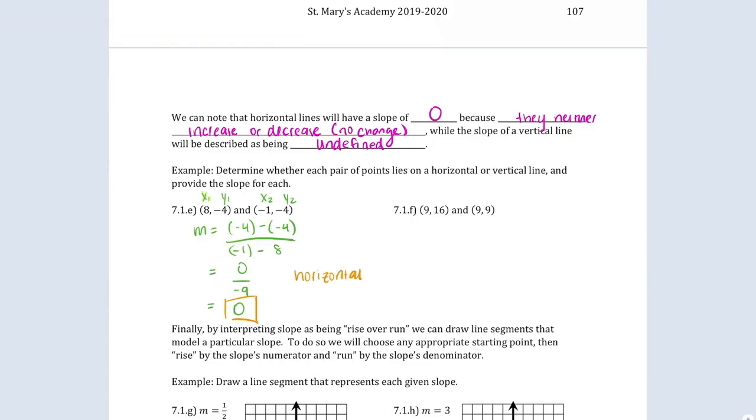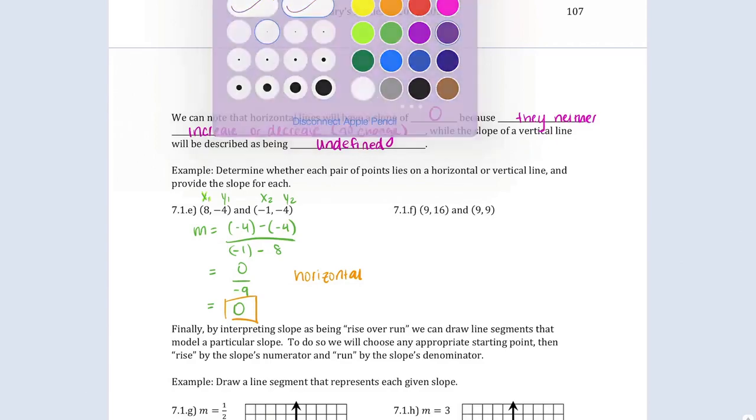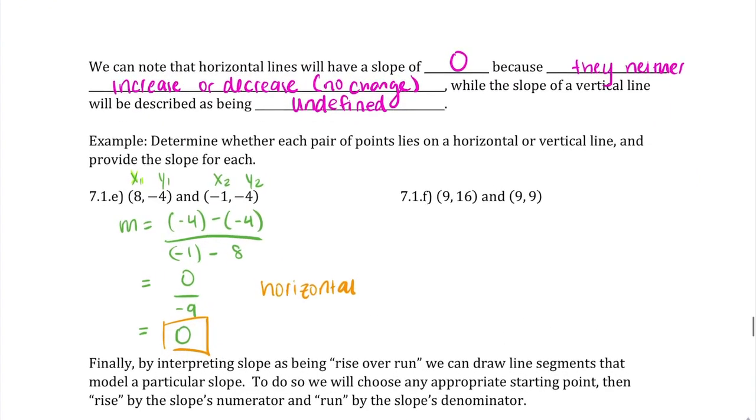Because there's no change. Okay, so taking a look at the second example, I also want a new color. There we go, let's do purple. Okay, same thing. We're going to label our points: x1, y1, x2, y2. And then when we calculate this, same plug-in. So we're going to get 9 minus 16 over 9 minus 9. When we reduce that, -7 divided by 0.